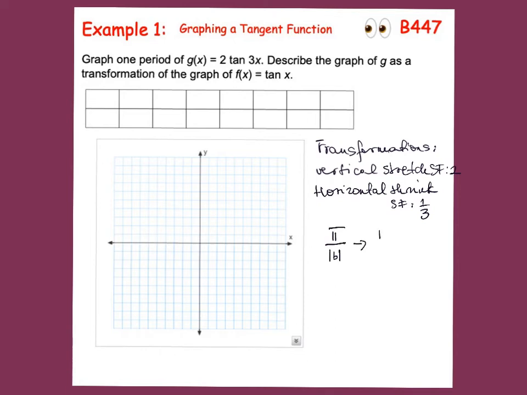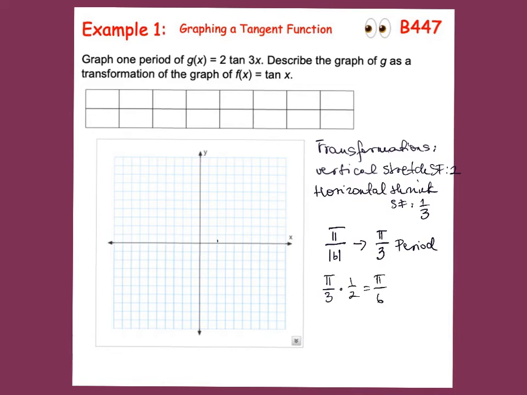So that's going to be pi divided by 3. So this is going to be our period. Now, as you remember, half the period is to the right and half the period is to the left of the x-axis. So if I do half the period, that is pi over 3 times 1/2.